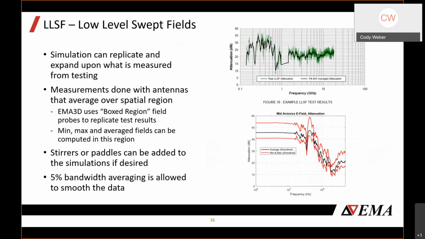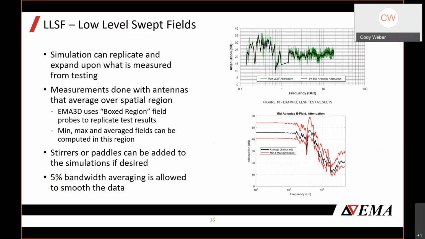So what we do in our analysis is we try to replicate that. We don't put the probe in directly, but we will use what we call a boxed region probe, where we can set a specific spatial region in our model that replicates the horn receiver positioning in a test, and those can be somewhat equivalent. So what you do is you probe multiple fields within that boxed region.